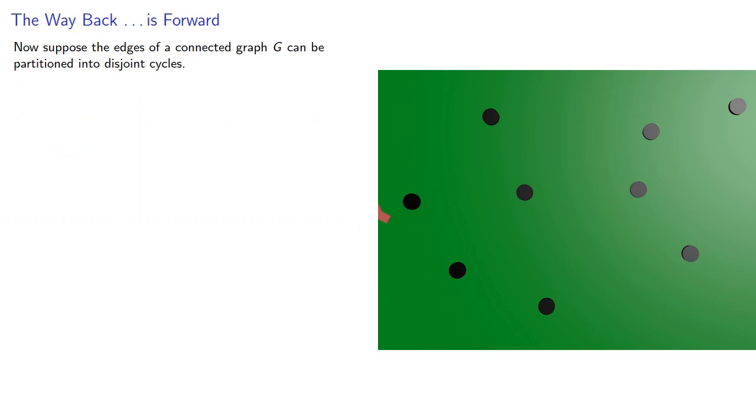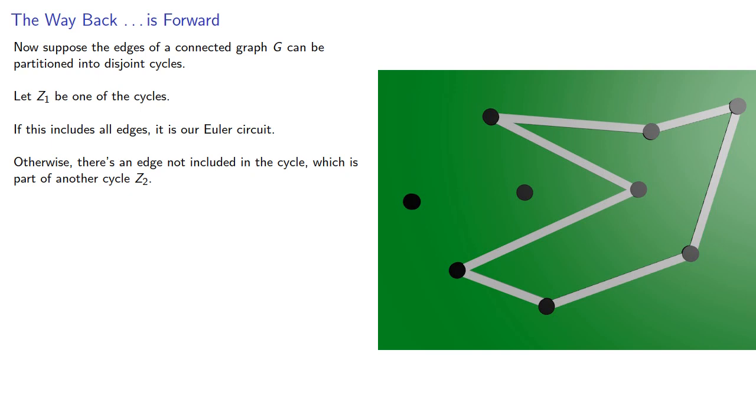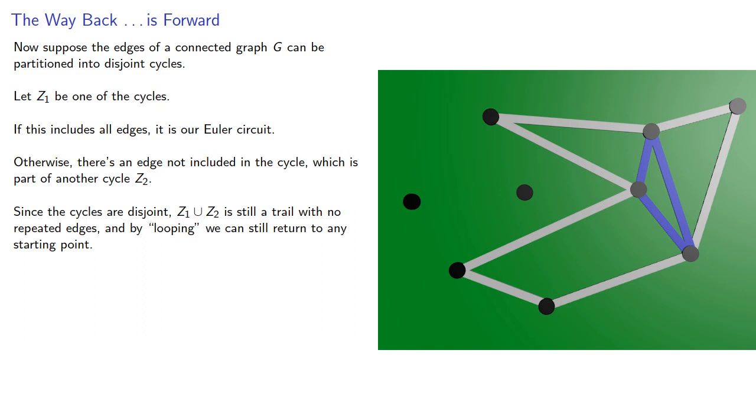Now, suppose the edges of a connected graph G can be partitioned into disjoint cycles. Let Z1 be one of the cycles. If this includes all the edges, it's our Euler circuit. Otherwise, there's an edge not included in the cycle, which is part of another disjoint cycle. Since the cycles are disjoint, Z1 together with Z2 is still a trail with no repeated edges, and by looping, we can still return to any starting point.